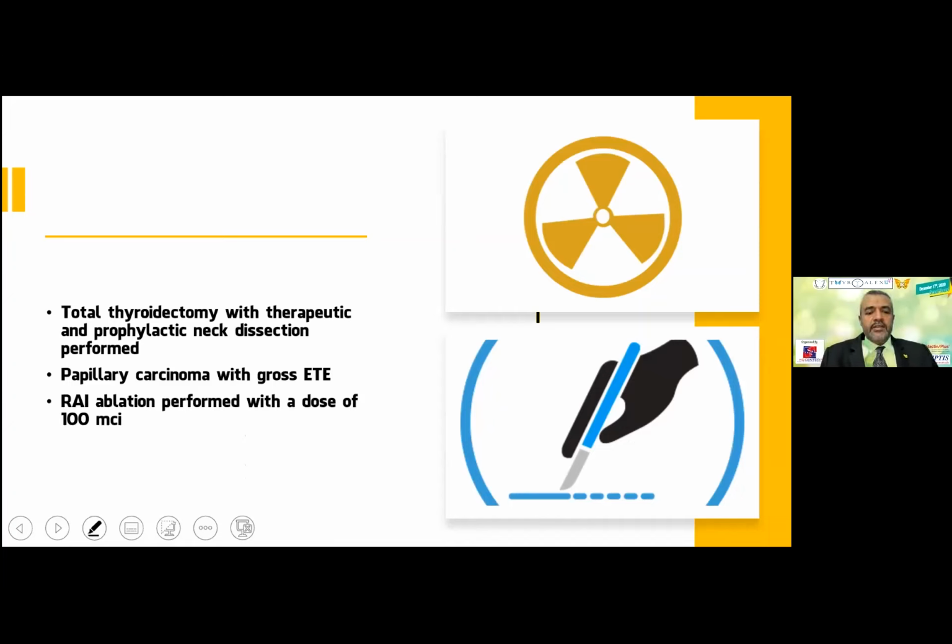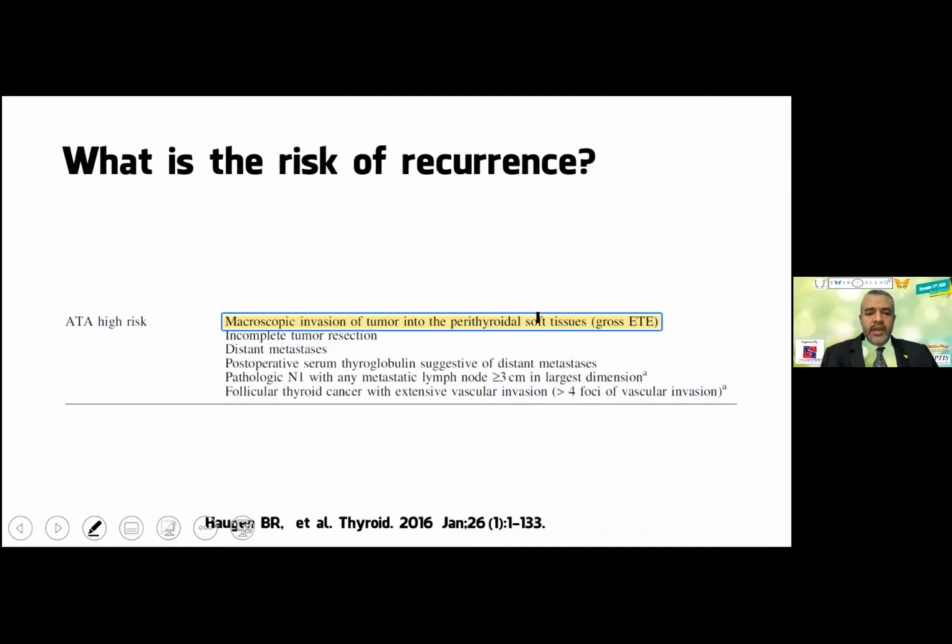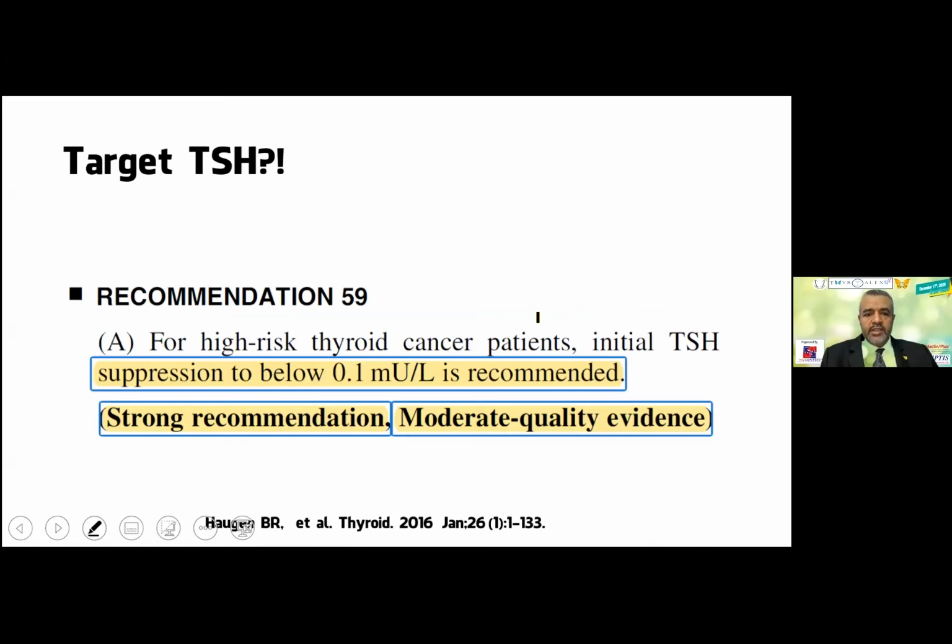She received radioactive iodine ablation with a dose of 100 millicurie. What is the risk of recurrence for such a patient? Having macroscopic invasion of the tumor into the peripheral soft tissues, or gross extrathyroidal extension, this patient is in the American Thyroid Association high risk of recurrence. Accordingly, what would be the target TSH? The target TSH would be suppressing TSH to below 0.1 milli international unit per liter, which is a strong recommendation with moderate quality of evidence.